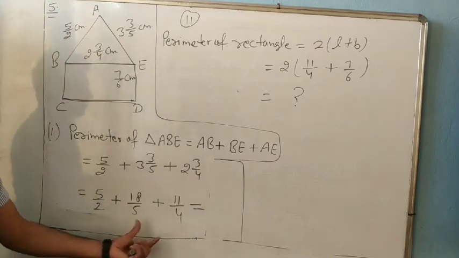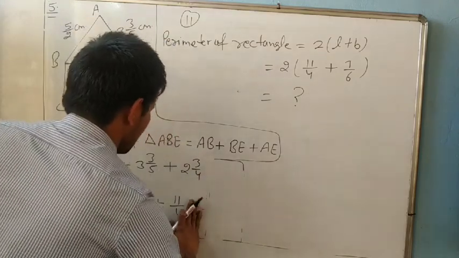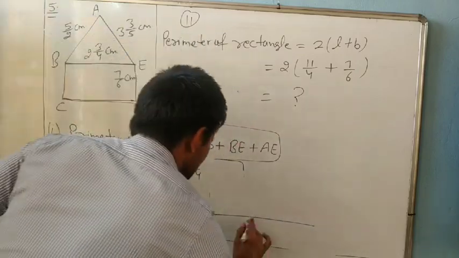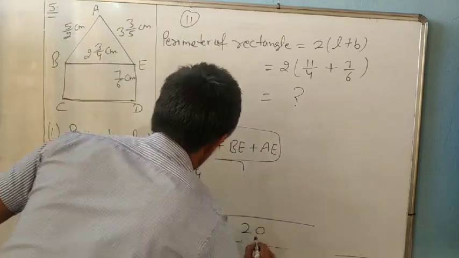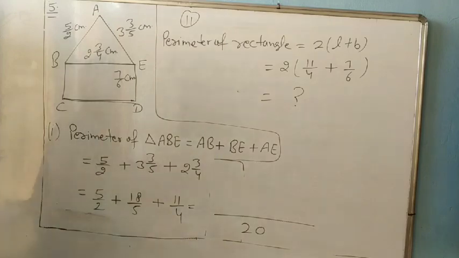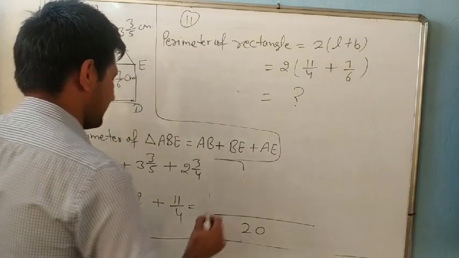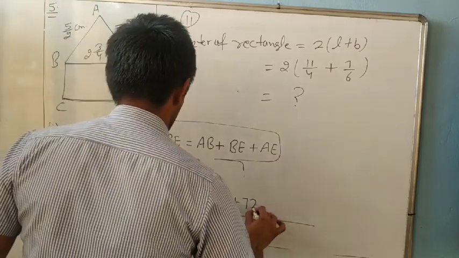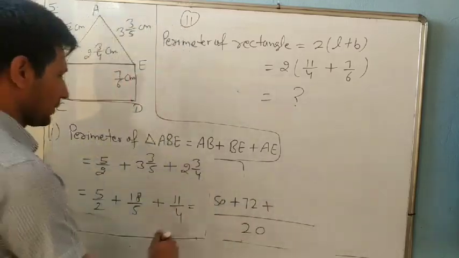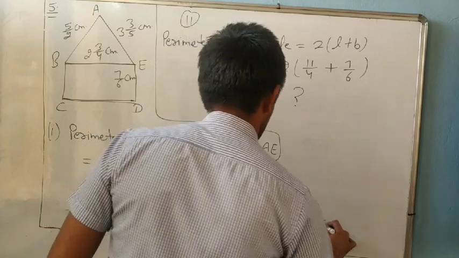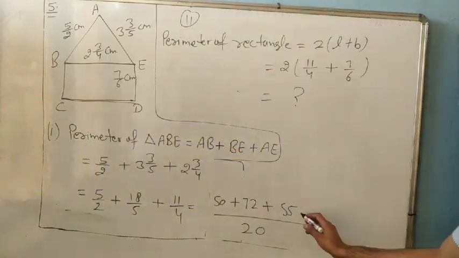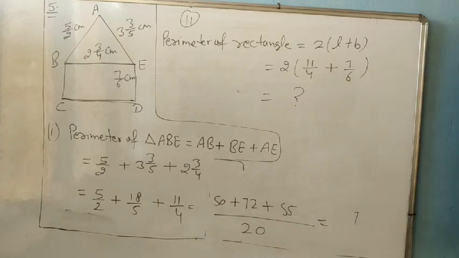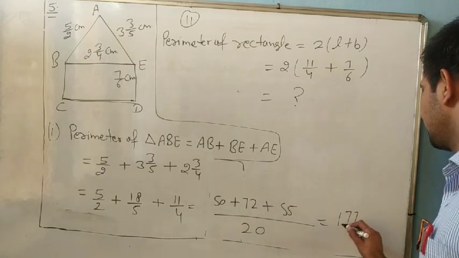Taking its LCM. I'm writing here, it will come 20. LCM of 5 and 20 is 20. So 10 plus 7 plus 5... 5 plus 2 is 7, 7 plus 5 is 12. So it will come 12 divided by 20.